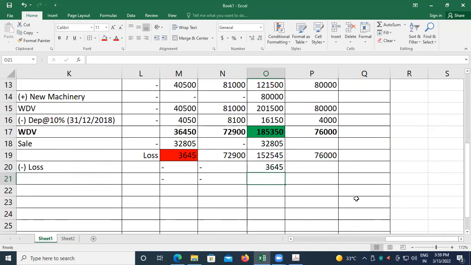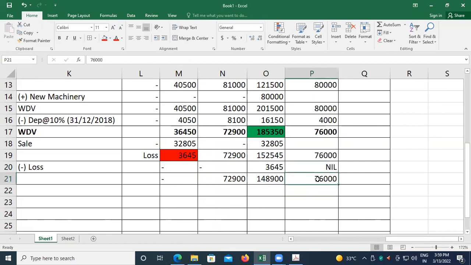1,52,545 minus 3645. If you calculate, it will come how much? Okay, 1 second. Here the total value of the asset will come 1,48,900. So here what is the value of the asset? Written down value is 72,900, and here it will come 76,000 rupees. So now because there is no sale here, there is a nil in the second machine which we purchased here. So now let us calculate the depreciation as well as the total value of the asset.